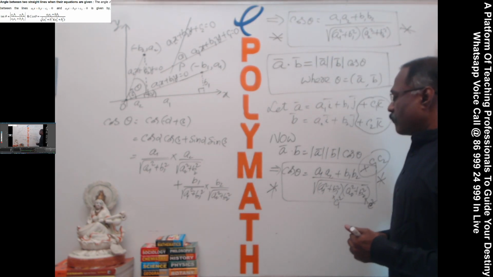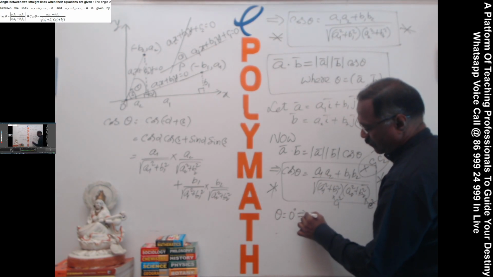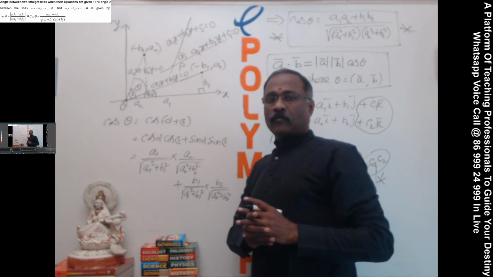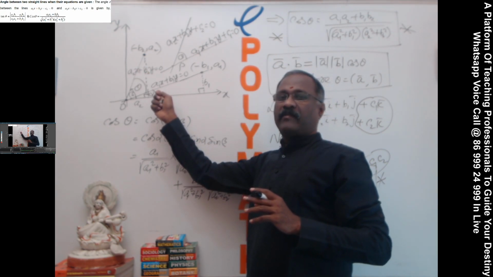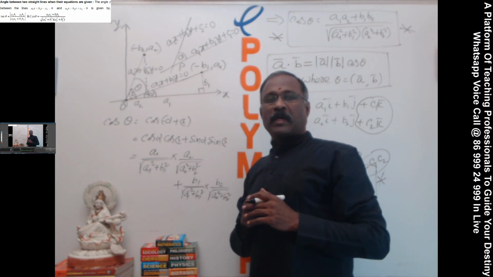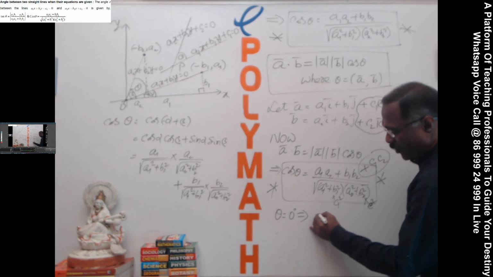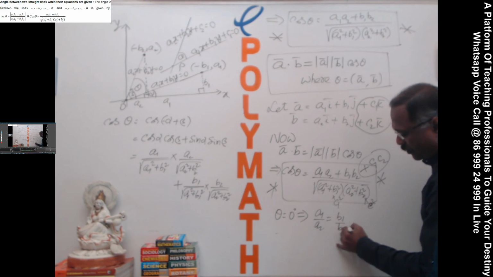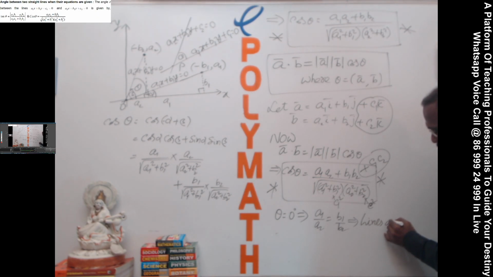Now, if theta is equal to 0 degrees, these two lines are parallel to each other. What is its slope? Minus A1 by B1. What is its slope? Minus A2 by B2. Slopes are equal if the lines are parallel. Thereby you will get A1 by A2 is equal to B1 by B2, which implies lines are parallel.